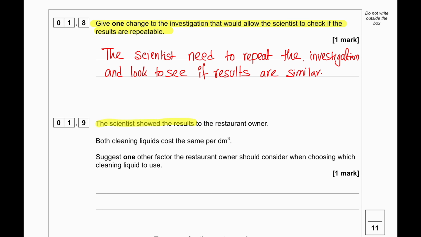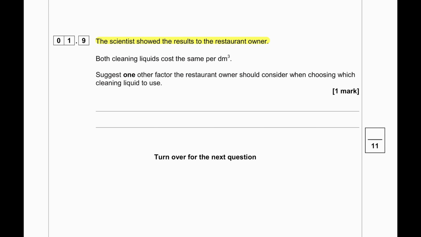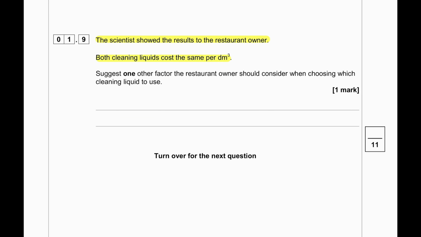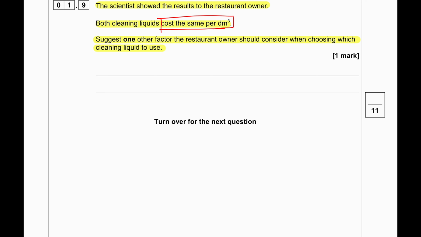The scientist showed the results to the restaurant owner. Both cleaning liquids cost the same per dm cube. Suggest one other factor that the restaurant owner should consider when choosing which cleaning liquid to use. Since both of them have the same cost per liter, another thing that should be taken into account is whether the cleaning liquid solvent has any health effects, like side effects or not.